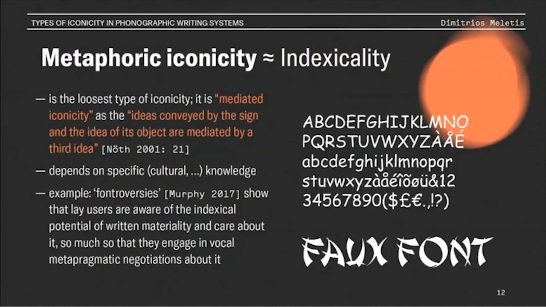With that, I want to turn to the final and most marginal, in a way, type of iconicity, which is metaphoric iconicity, which is related to another semiotic term, indexicality, also important in sociosemiotics. It is the loosest type of iconicity because it is mediated, which means that the ideas conveyed by the sign and the idea of its object are mediated by a third idea.